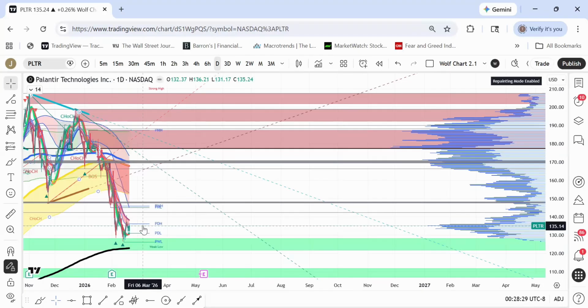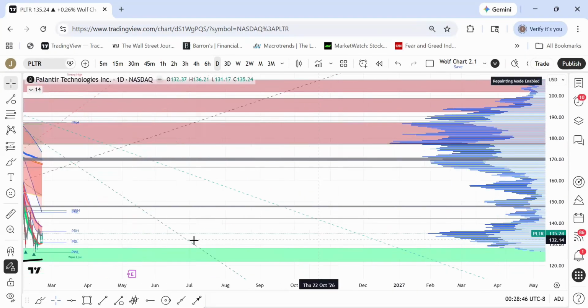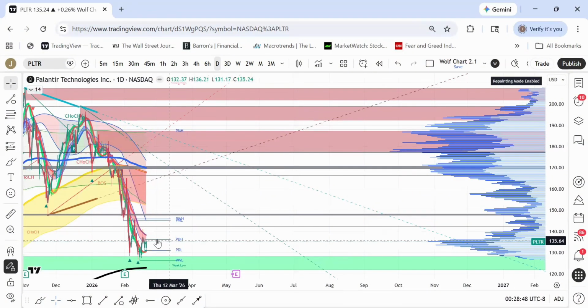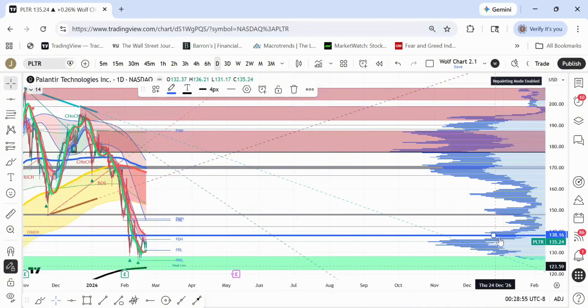Now, if we look at our VRVP right here, we can see this level right here where we closed at. The next level, if we get a nice push, will be right here at 139. If we can close there, and that's actually lining up with the 12 cloud right here. Let me put a line right here. It's actually lining up with this next node. And if we can push there, we can push to this historical resistance right here.